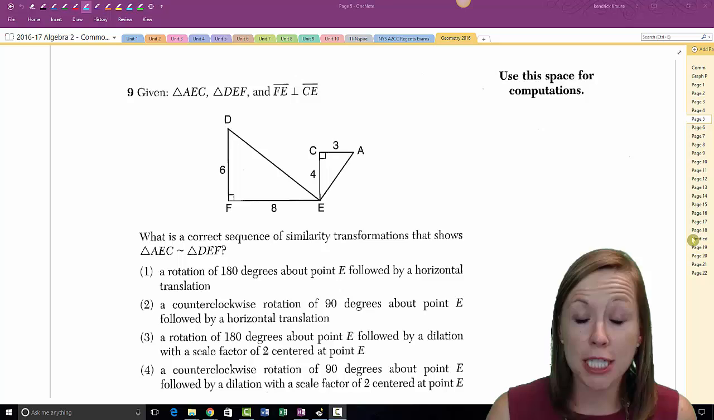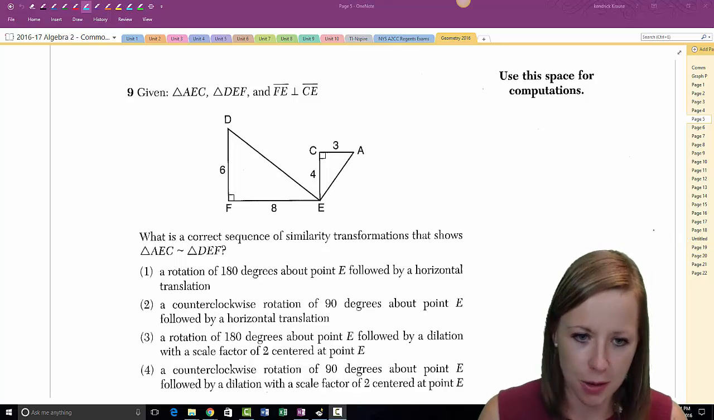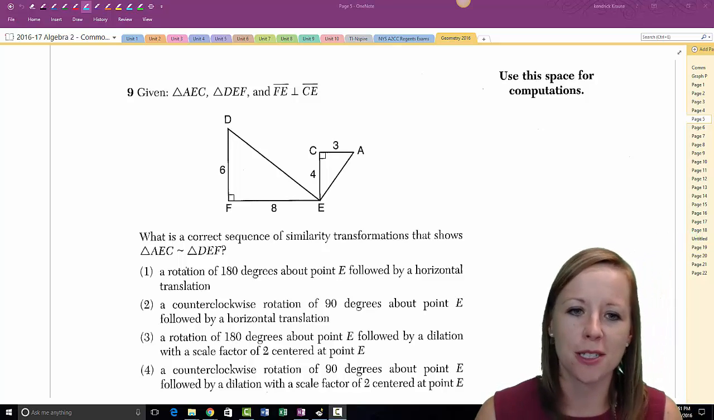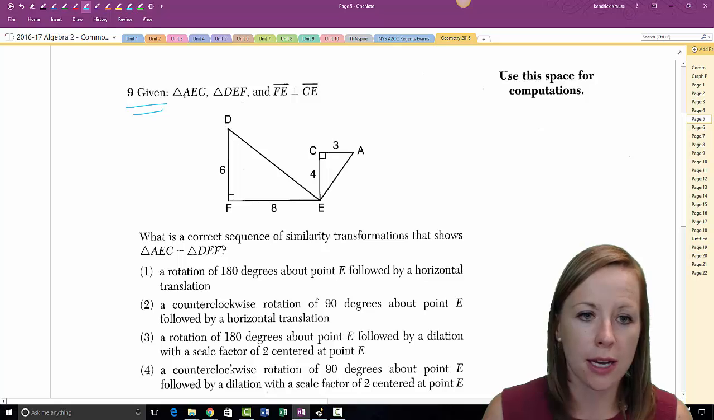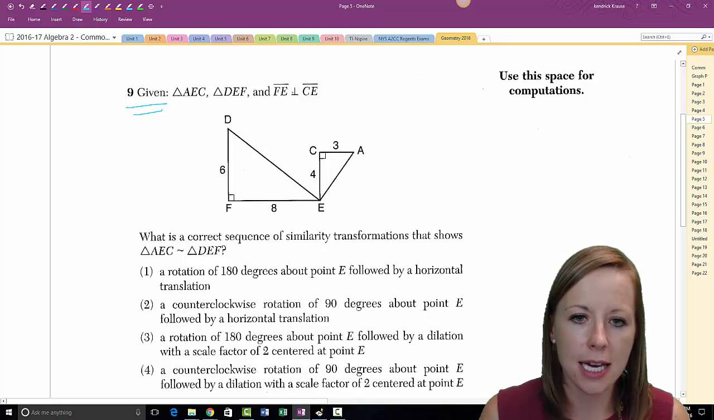All right, so you looked at number 9 and you were like, wow, there's a lot of words there. Yeah, there are a lot of words. But what we want to focus on right away is that we're given some information about these triangles. We're given the two triangles AEC, DEF, and that FE is perpendicular to CE. So FE and CE are perpendicular, meaning they make 90 degrees, right? Perpendicular lines form right angles.